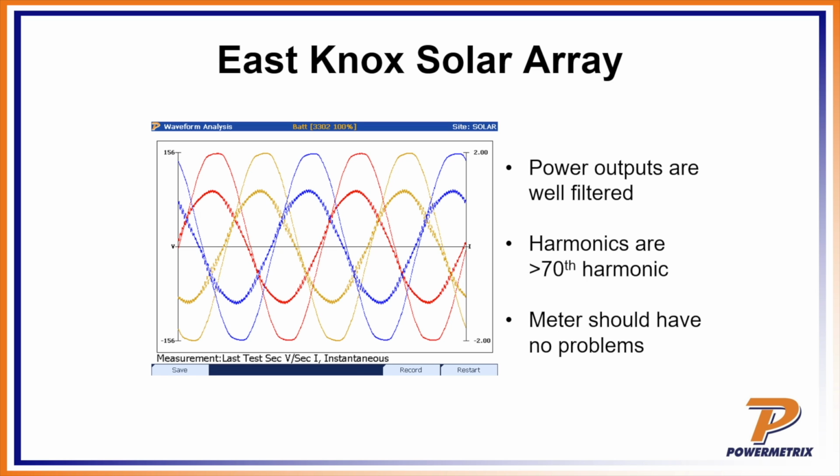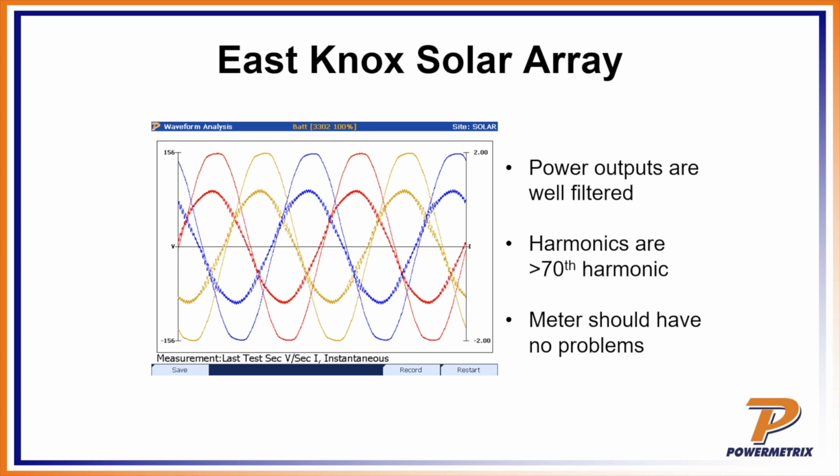On this particular site, we actually had a really good inverter because of the fact that you'll see these are the current waveforms here, the darker waveforms. You'll see the 60 hertz fundamental, but you'll see a higher frequency riding on top of that. From doing a harmonic analysis, what we found was that most of these harmonics were at the 70th harmonic or above. For most meters, that doesn't even register.